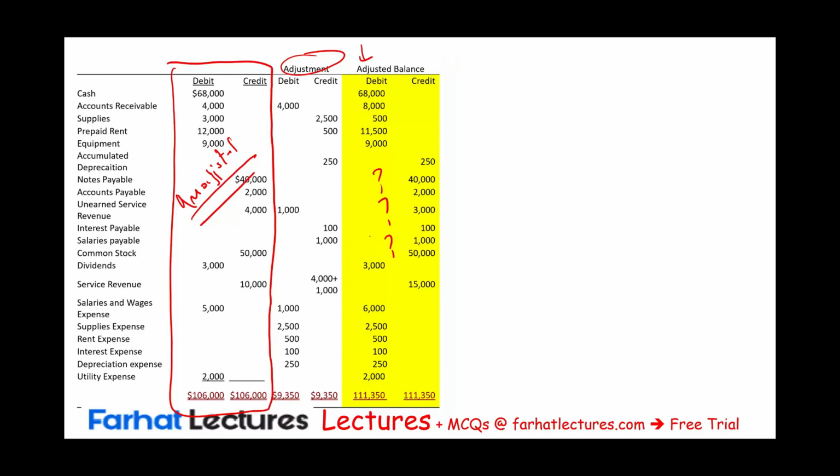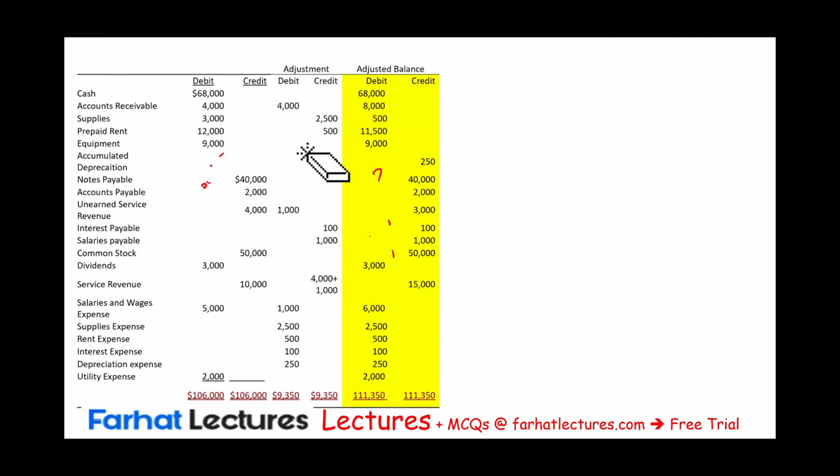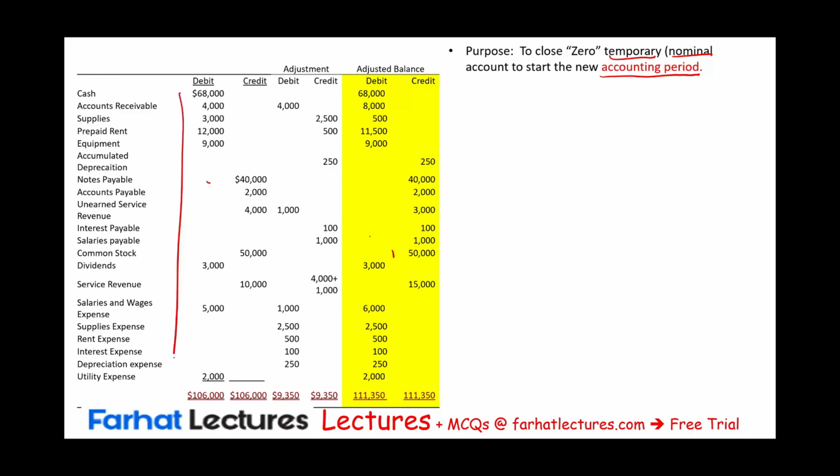Now it's time to start the next period. In the next period, we need to start with certain numbers zeroed out. In other words, there are certain figures that don't transfer, don't stay with us for the next period. And that's the purpose of the closing. We need to close what we call the temporary accounts or nominal accounts to start the new accounting period. So the first thing we need to identify is which ones are the temporary accounts. We have a lot of accounts here. Which ones need closing and which ones will not?